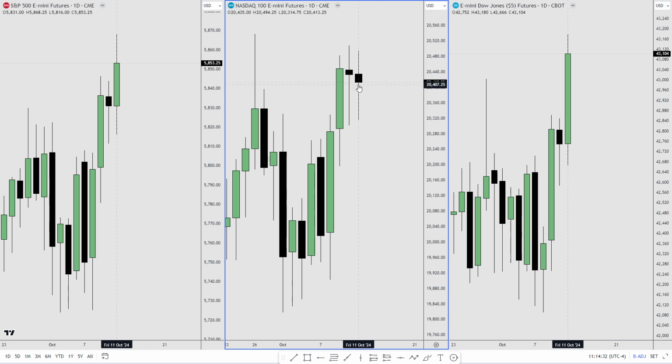If you have noticed, NQ printed an inside candle, whereas ES and YM did not. So NQ right here is unwilling to move higher. At the same time, if you compare the lows, NQ has the highest low among the three indices. If you compare it in terms of the range, NQ is higher. And Dow Jones, obviously, you have the lower low. That would be the S&P for this week.